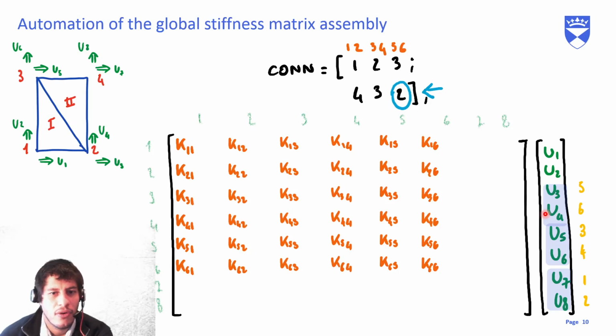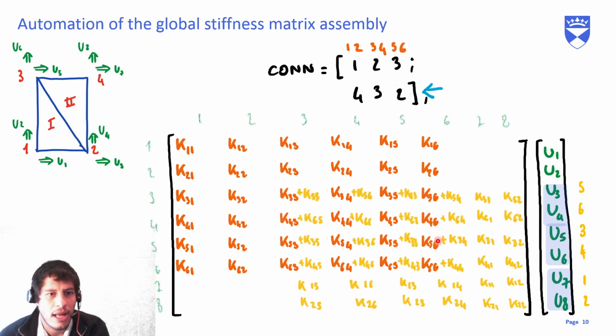Okay. Now that we have all these terms, we can then set up and fill the matrix. So in position 3, 3, we will have k 5, 5 of element 2. In position 3, 4, row 3, column 4, we will have k of 5, 6. And then position 3, 5, we will have k 5, 3, etc. So we can do that and add them.